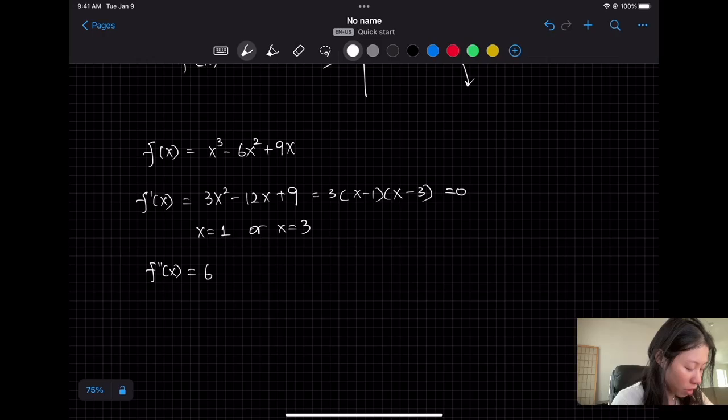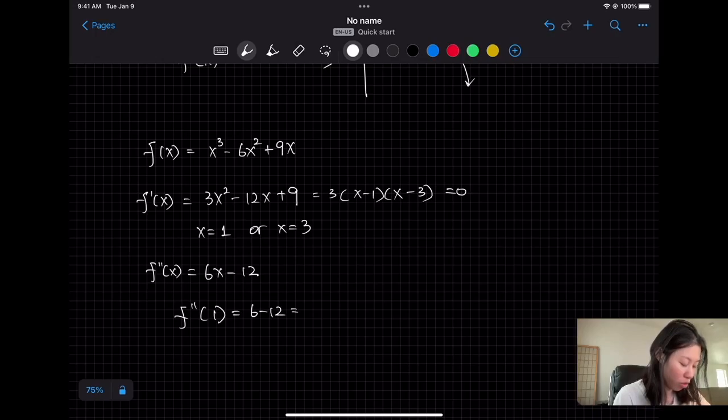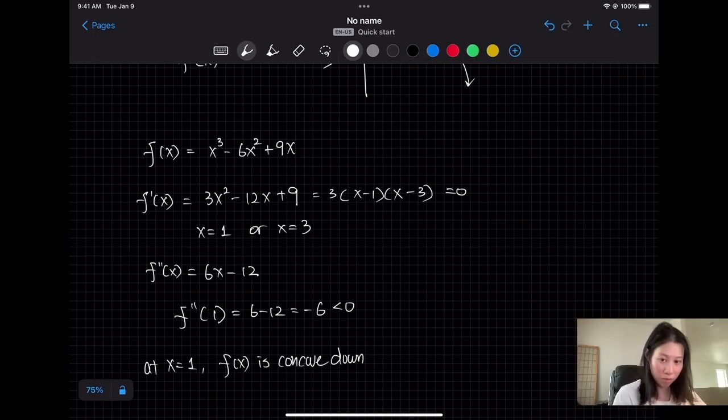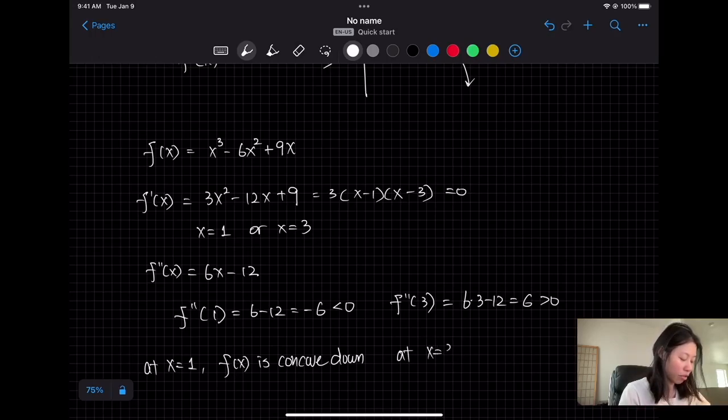The second derivative is equal to 6x minus 12. When we substitute x equals 1, the second derivative is equal to 6 minus 12, which is negative 6, less than 0. So that means at x equals 1, the original function is concave down. Similarly, we find the concavity at the second critical point, x equals 3. This is equal to 6 times 3 minus 12, which is 6, greater than 0. So at x equals 3, f(x) is concave up.